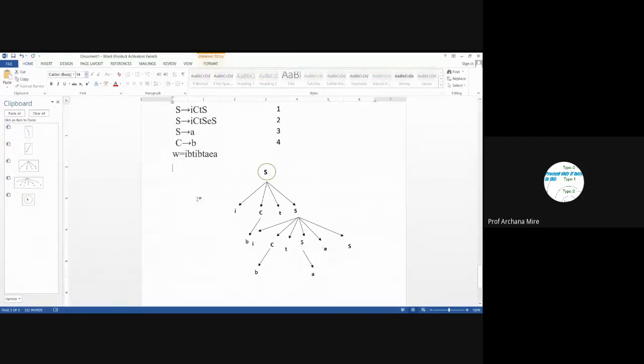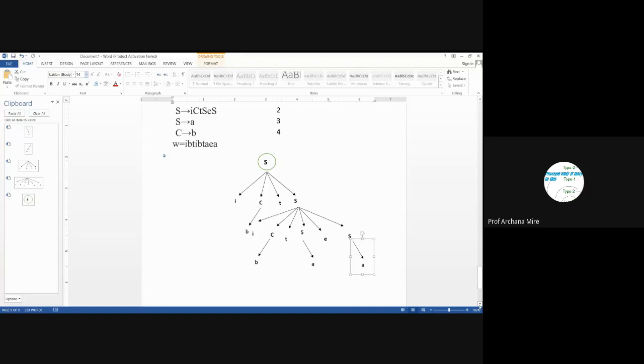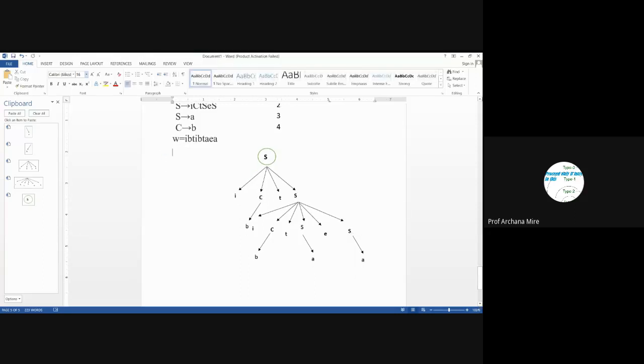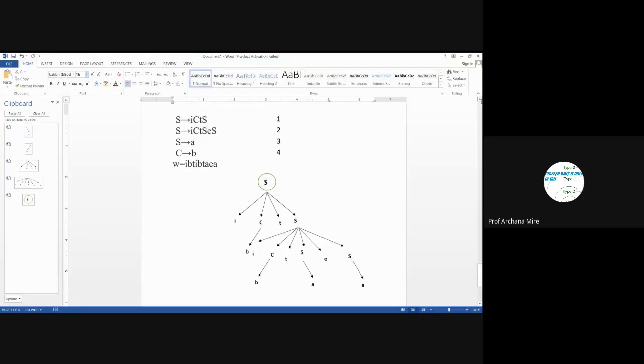And once again, S leads to A, that I am applying here. That is production rule number 3. So this is one of the derivation trees which I am getting. Now let's try to identify whether there exists any other derivation tree or not.